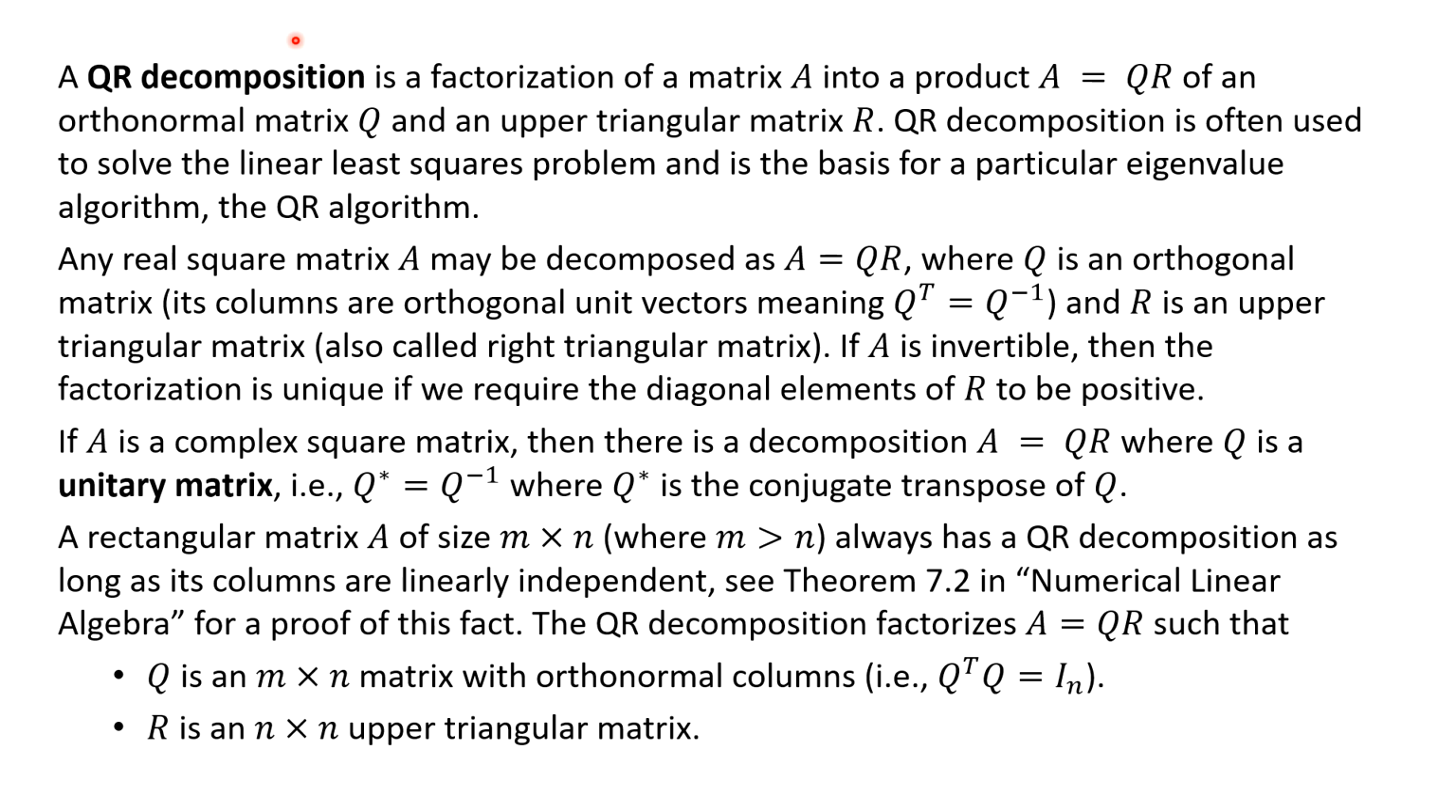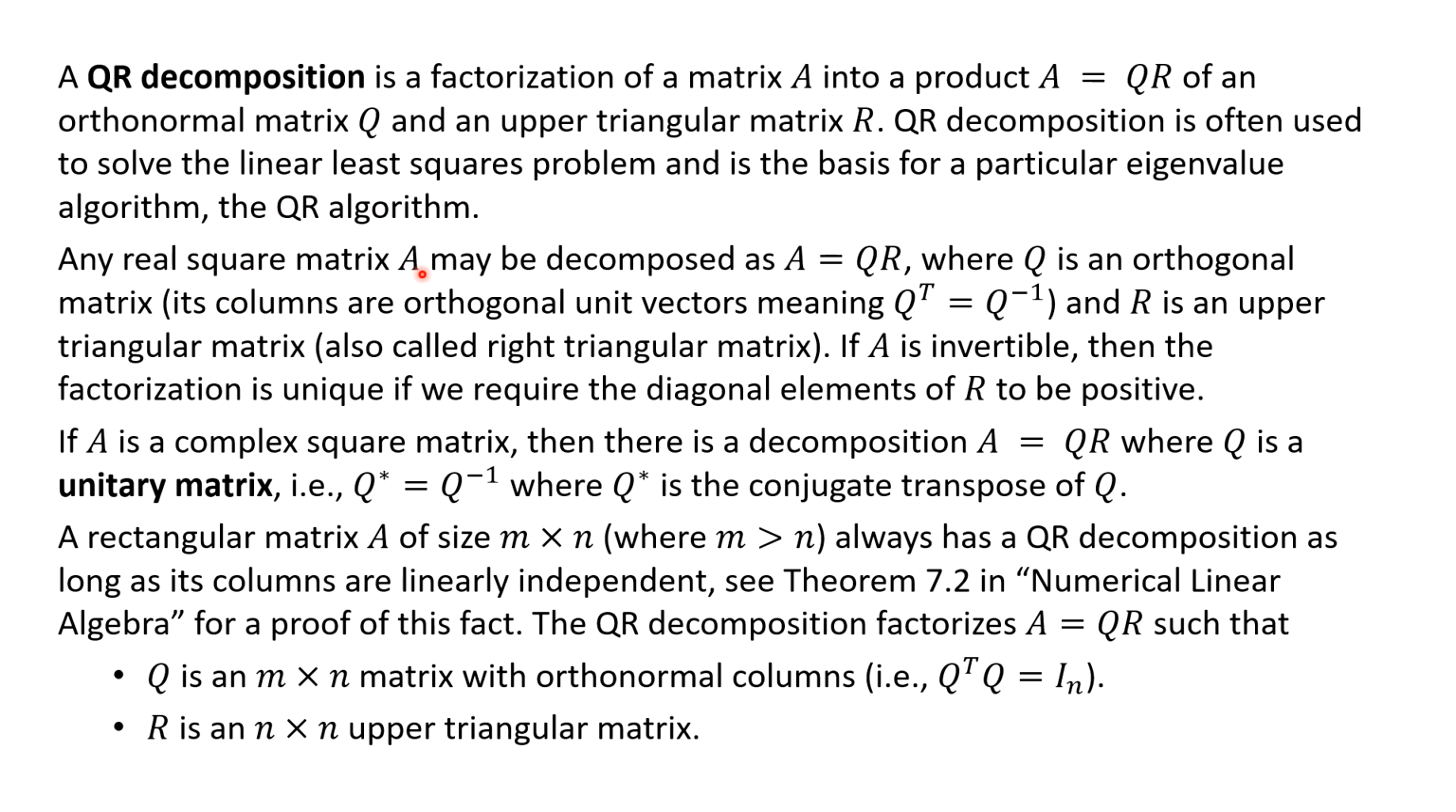Another type of decomposition is known as QR decomposition. It's a factorization of a matrix, and the form is Q times R, where Q is an orthonormal matrix and R is an upper triangular matrix. QR decomposition is often used to solve the least squares problem and is the basis for a particular eigenvalue algorithm, known as the QR algorithm.